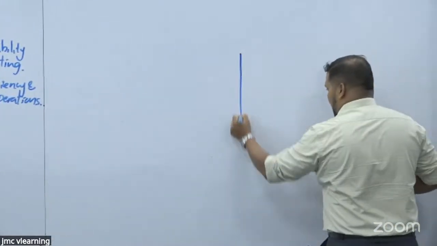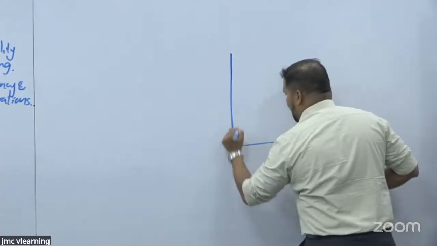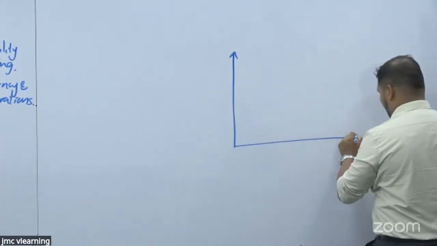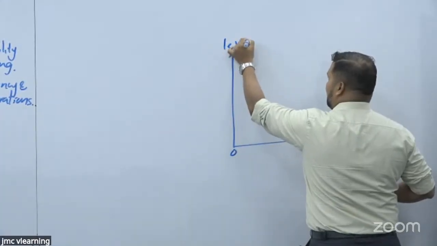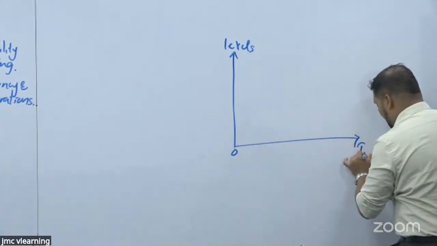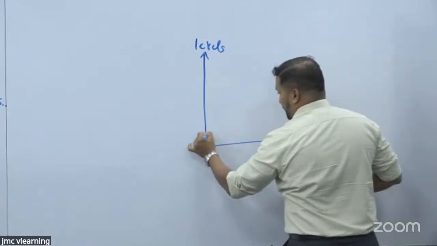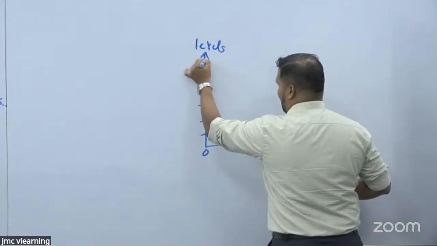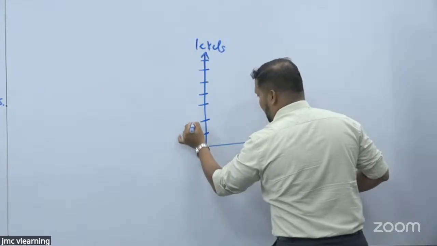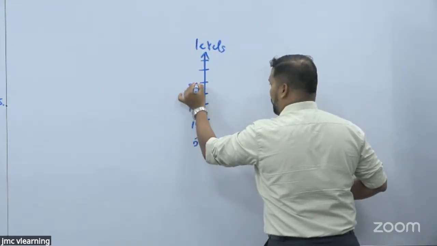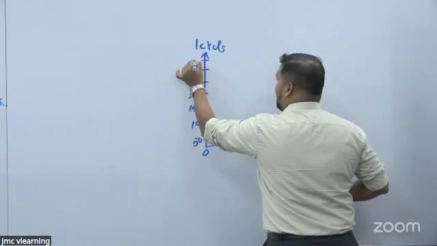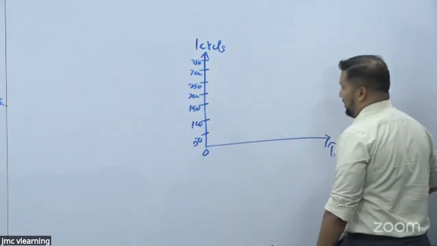Okay, so let's say this is the chart that you are going to prepare. Here you will have the stock levels, and here you will have the time. So we'll take an example: 50, 100, 150, 200, 250, 300 and 350. These are considered as stock levels.